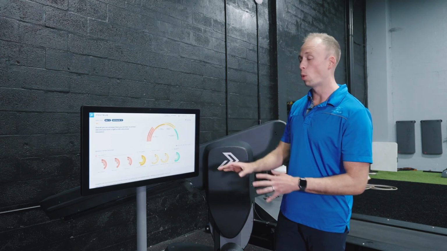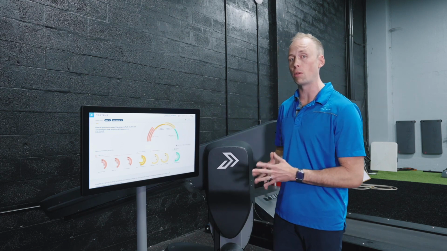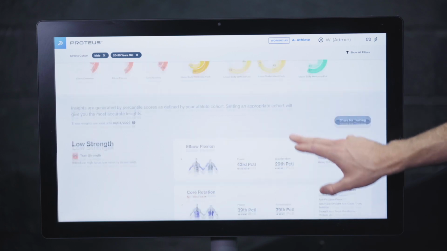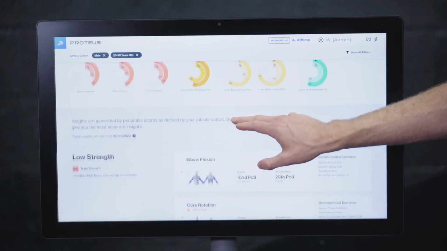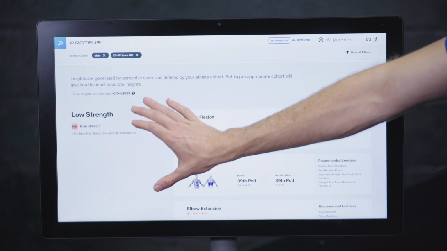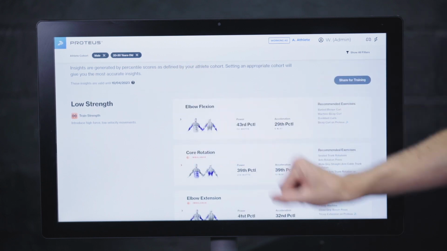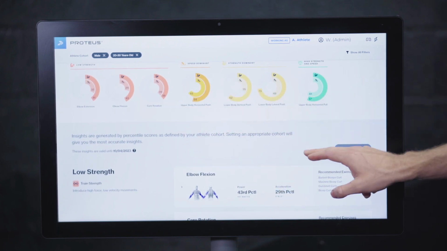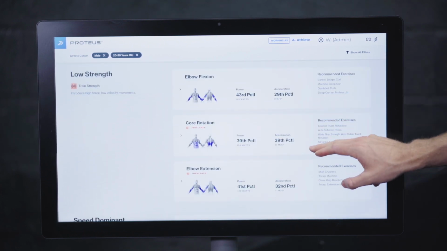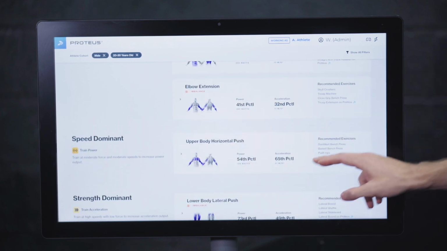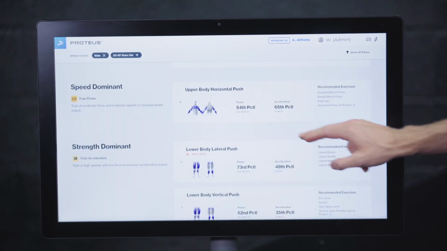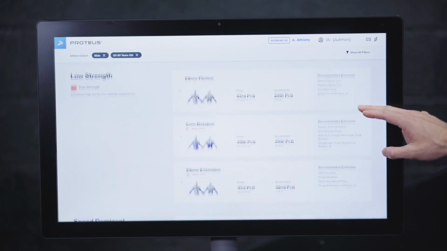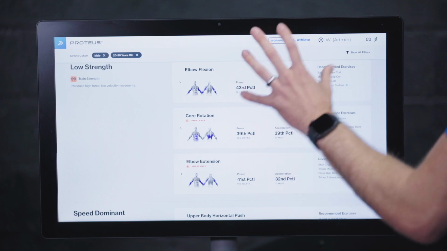But if you want to see what specific recommendations you need for your athlete for each movement category, you can scroll down and you'll see that every movement category is classified into each bucket down below. So here are all your low strength movement categories. Just like above, we have elbow extension, elbow flexion, and core rotation, right? We can now even scroll down further and see the movement categories classified as speed dominant, strength dominant, and high strength and speed. But what we'll want to do first is pay attention to that core rotation again.